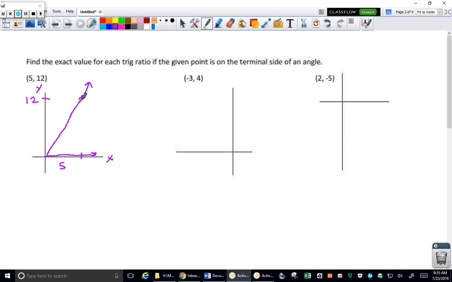Okay, there's the point 5, 12. Okay, so this is the angle that we're talking about. The angle, our reference angle, and we can drop down this perpendicular so that we have a nice triangle. Okay, because you can't find the trig values here without having right angles. So yes, the x value is 5 and the y value is 12. That says 12, I promise.